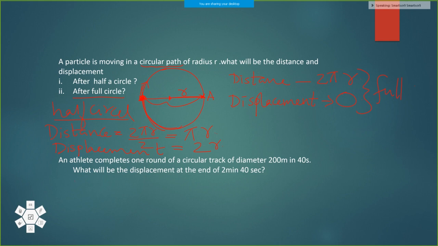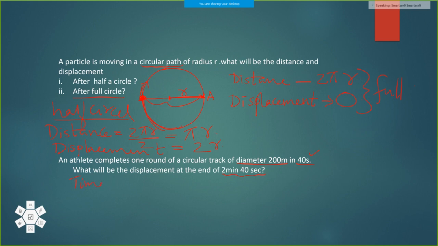Now we are going to the next one. An athlete completes one round of a circular track of diameter 200 meter in 40 seconds. What will be the displacement at the end of 2 minutes 40 seconds? So here, a circular path again, 200 meter is the diameter, and one circle he completes in 40 seconds. Then the total time is 2 minutes 40 seconds.